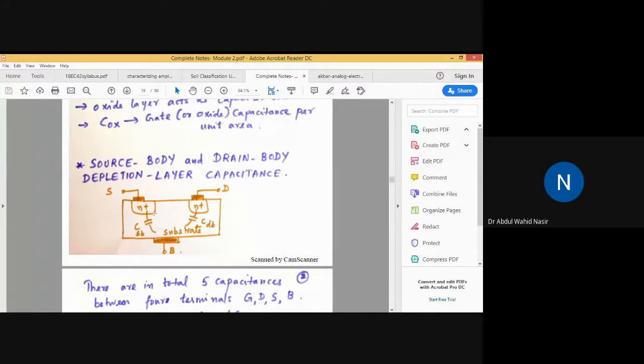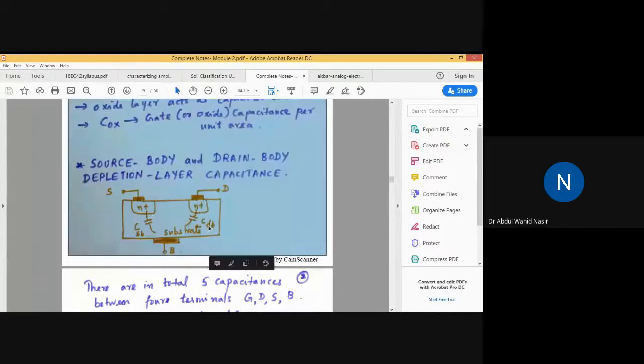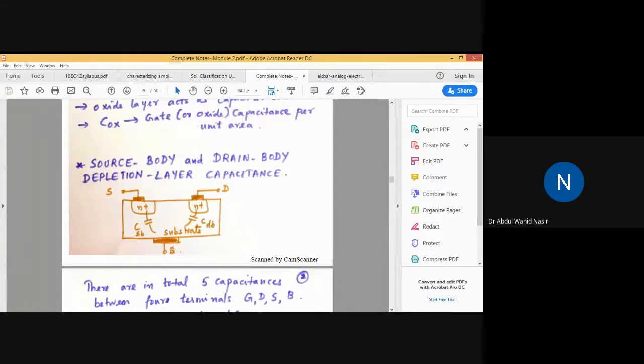You can see this is the source terminal, this is the drain terminal, and this is the base or body terminal. The capacitance between source and body is called the source body capacitance and is represented as CSB. Similarly, there is a capacitance between the drain terminal and the body terminal, called the drain body capacitance, represented as CDB. It's clear from there.